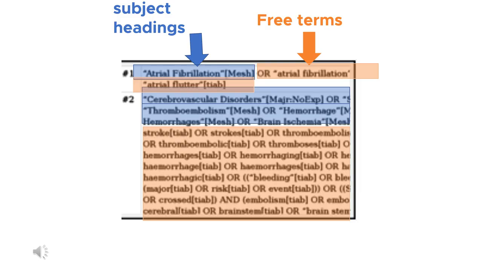Because we know that if a word is important, it will be in the title or abstract. So if you find a result for atrial flutter tiab, it will be a paper that looks at atrial flutter as a main issue. So you can put tiab or you can put ti, and it means that you only look in the title, so you can use that as well.